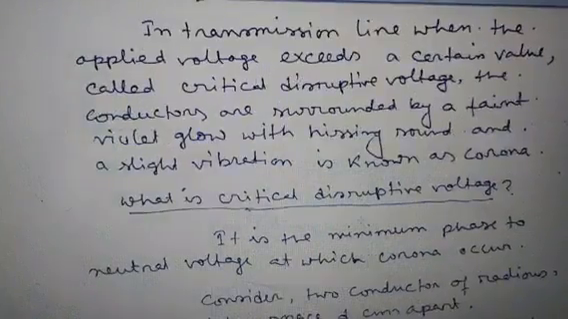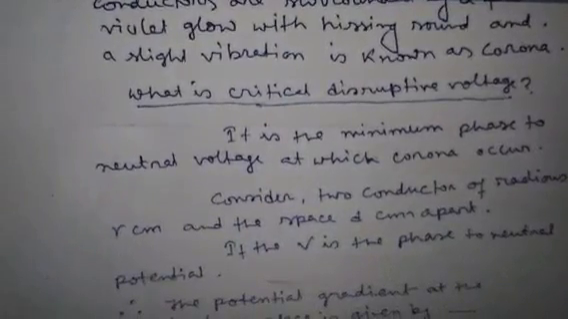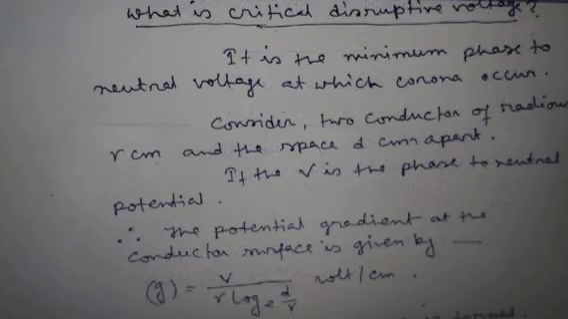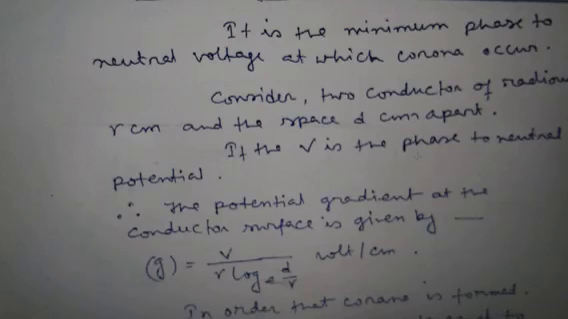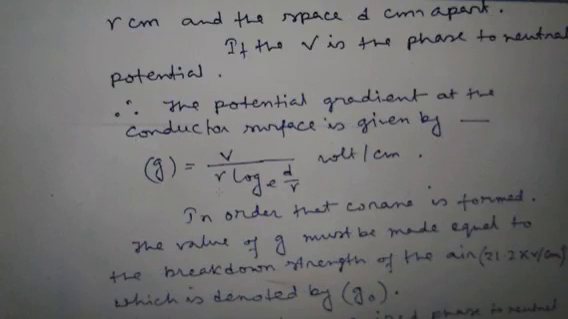Now, what is the critical disruptive voltage? It is the maximum phase to neutral voltage at which the corona occurs. Consider two conductors of radius r cm and the space between them is d centimeters apart. If V is the phase to neutral potential, then the potential gradient at the conductor surface is given by g equals V by r log e d by r volt per centimeter.